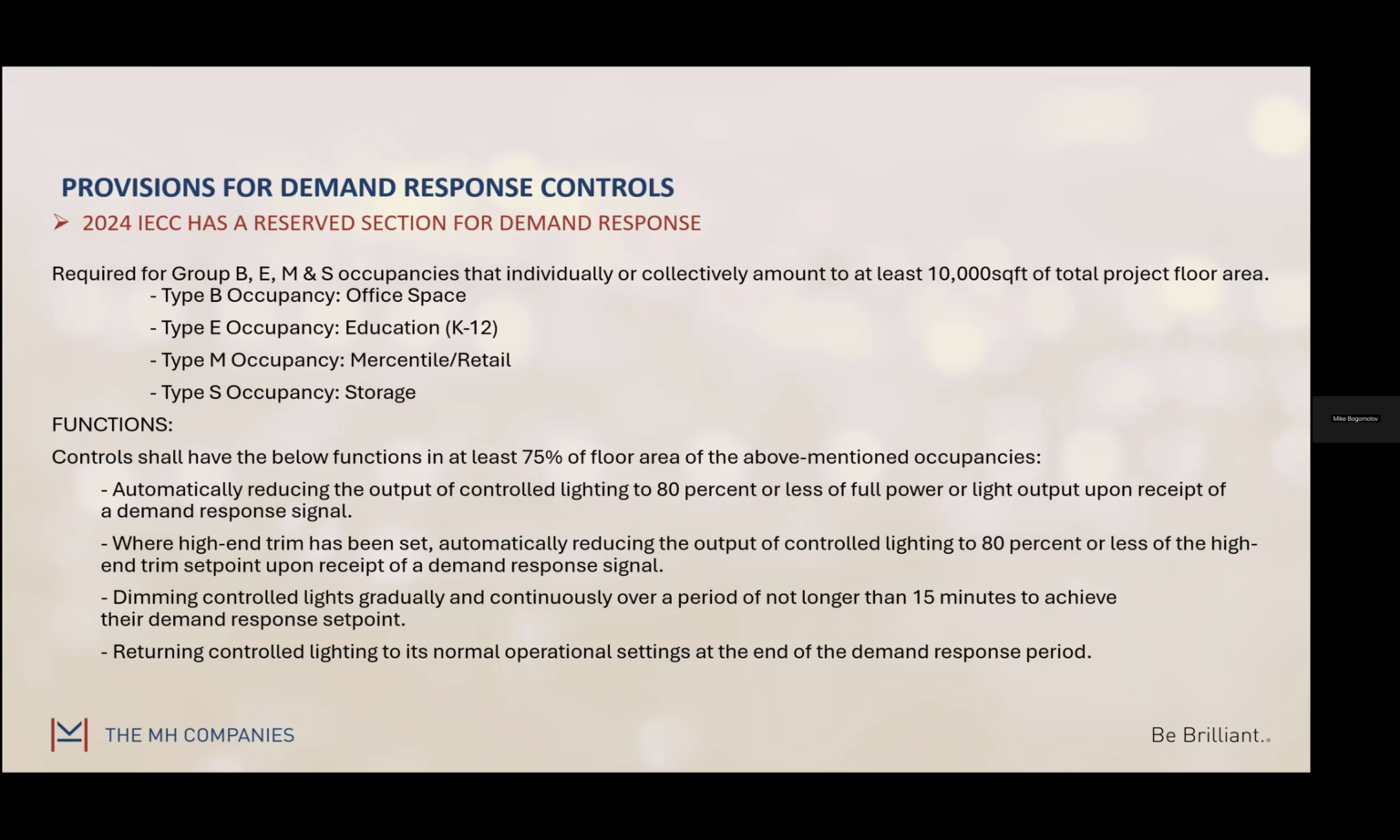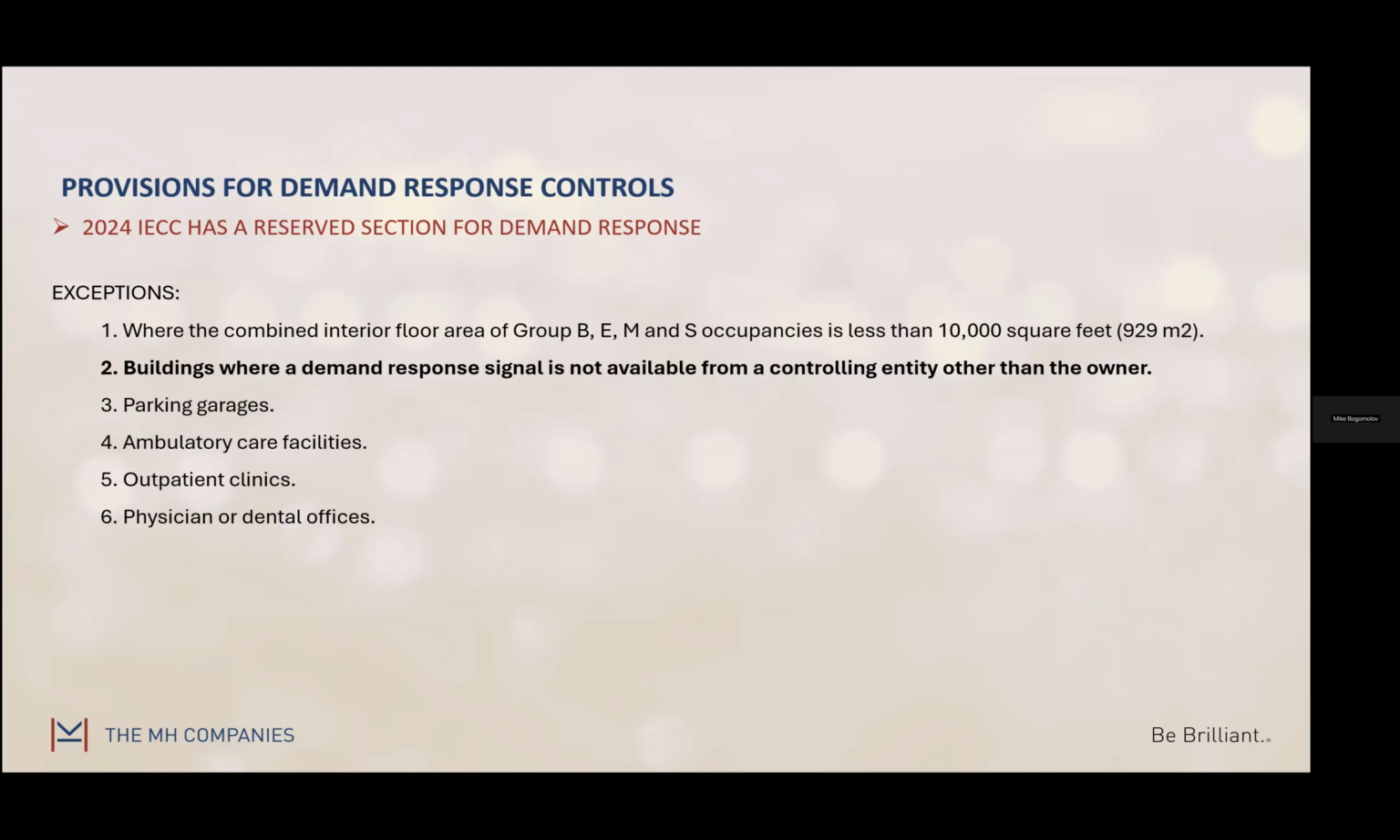All right. Some of the exceptions for demand response controls. So the first one's very obvious, right? If you're under 10,000 square feet for these occupancy types, you don't have to do it. This next one I highlighted because I wasn't really sure how this was going to get handled, right? But I think this is one of the ones that's going to really drive the decision making for jurisdictions on whether they do or do not adopt this section into their codes.